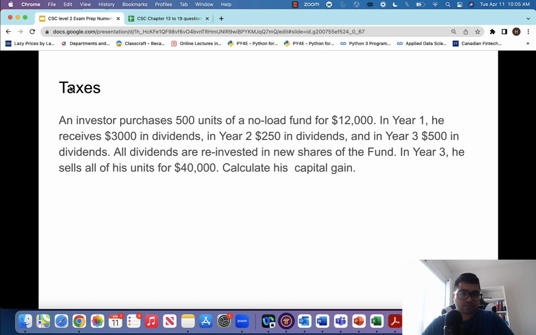Next one. An investor purchases 500 units of a no-load fund for $12,000. In year 1, he receives $3,000 in dividend. In year 2, he receives $250 of dividend. In year 3, he receives $500 of dividend. All the dividends are reinvested in the new share of the fund. In year 3, he sells all his units for $40,000. Calculate his capital gain. So this is a case of dividend reinvestment.